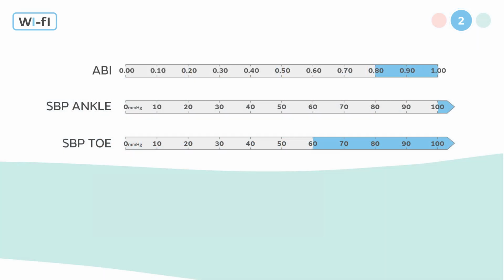The first grade is 0. Grade the ischemia as a 0 if 2 or more of the following are present. The ankle brachial index is greater than or equal to 0.8, the systolic blood pressure of the ankle is more than 100 millimeters of mercury, and toe pressure is greater than or equal to 60 millimeters of mercury.